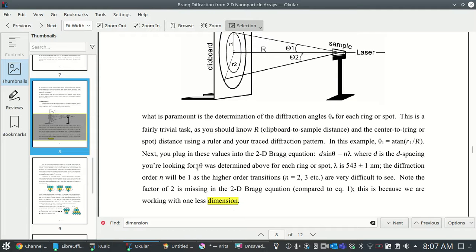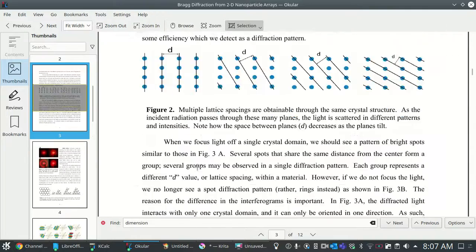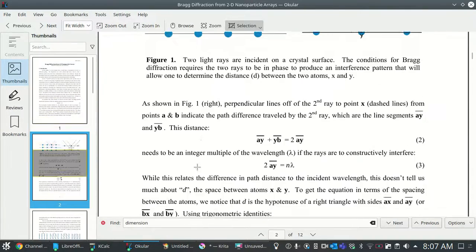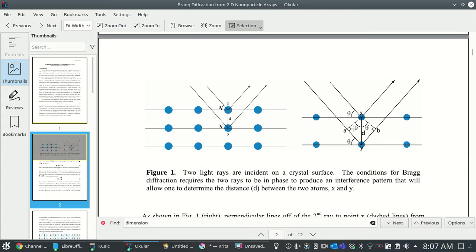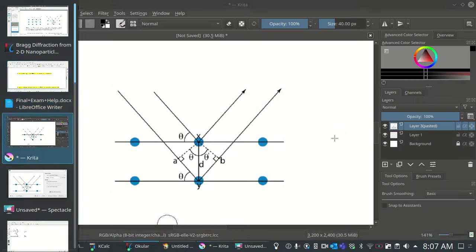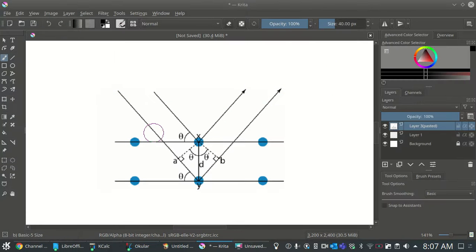Now, to help you to understand what that means, I'm going to show you this picture here. This is the derivation of the 3D Bragg's law. So conveniently, they show you how they derived the 3D Bragg's law, but they don't show you how they derive the 2D Bragg's law. So I have drawn this out here. I've copied this here. So I'm going to use a little circle here to point to stuff.